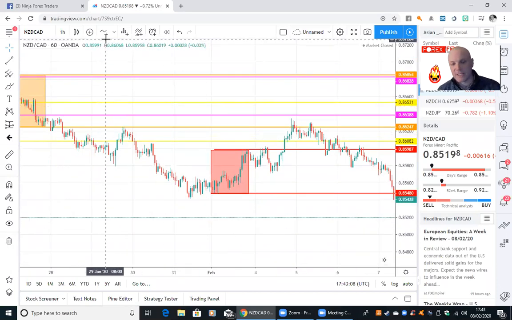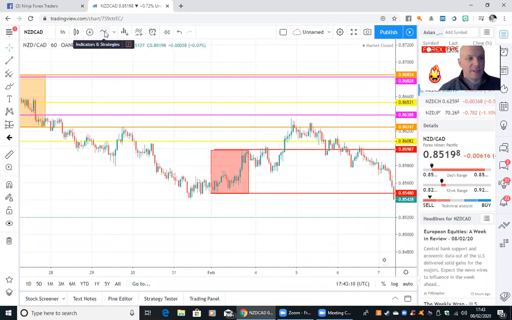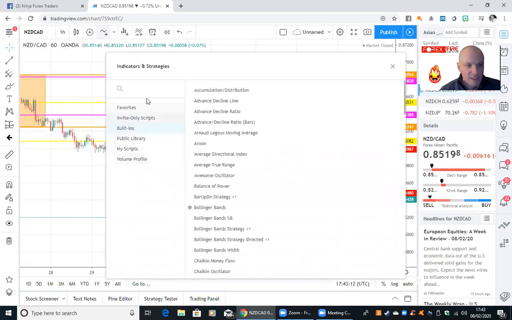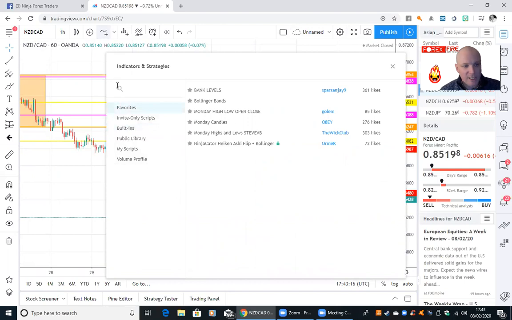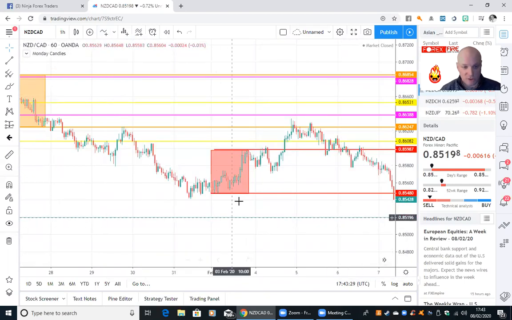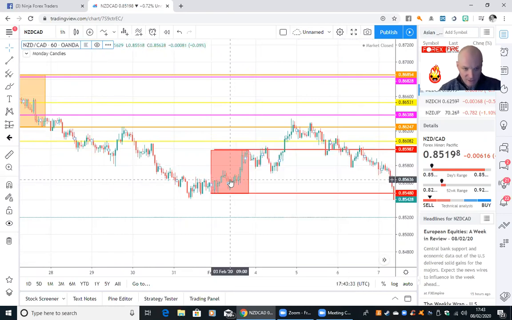To get the Monday's candles, what you need is to go on the top of here, indicators and strategies. You would then go onto the search and search for Monday's highs and lows, Steve VB, the Wicket Club. So you would need to type that in there. Once it's typed in, you click on it. That would put it onto your chart. Okay, guys? And then from there, let's just take a look.